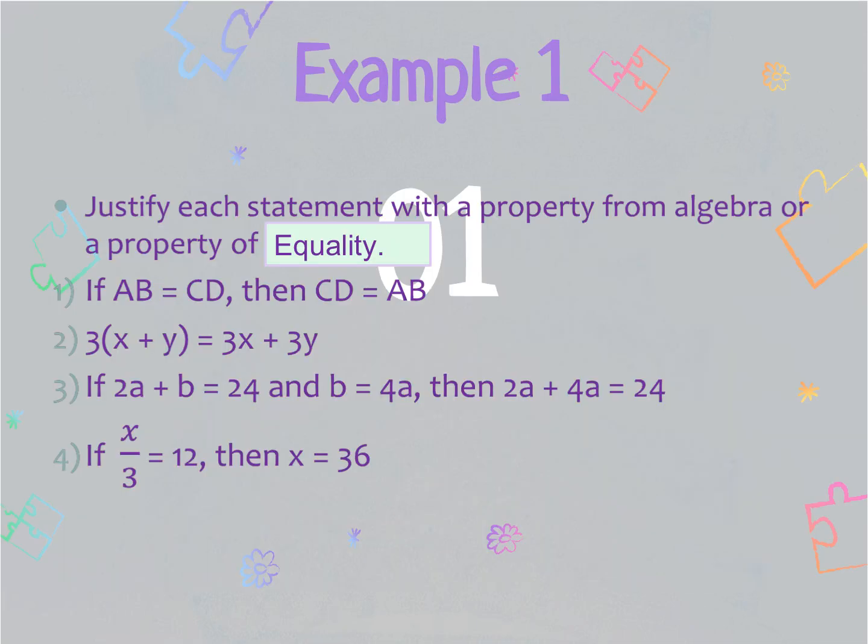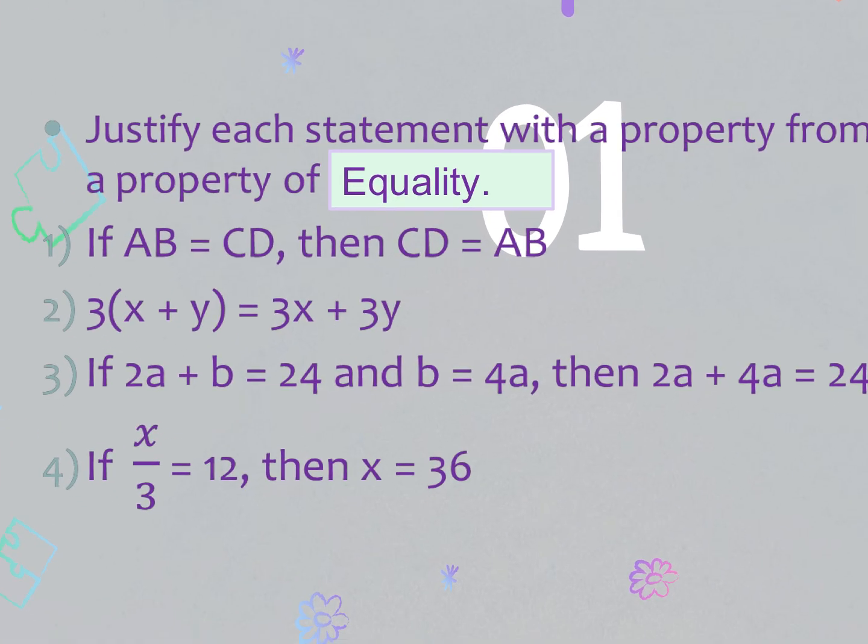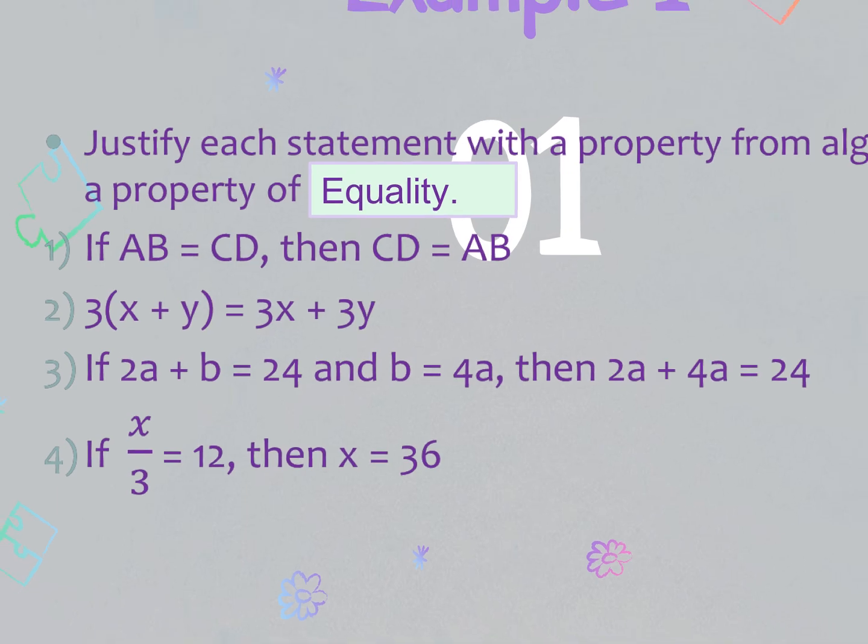All right, looking at example 1, it says justify each statement with a property from algebra or a property of equality. So looking at these, we need to state what property it goes to. Looking at the first one, if AB is equal to CD, then CD equals AB. What property is this? Does anybody have an idea? Look back if you need to. What property would this one be? Yes. Symmetric. Good. Symmetric property, it's symmetrical. It's just switching the order. So for this one, it is symmetric property of equality.